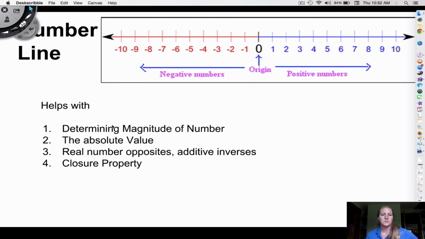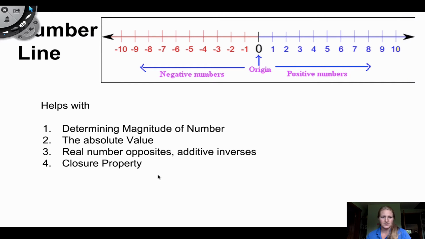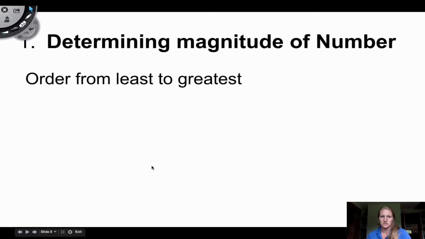It'll help us with determining the magnitude of a number, so just how big is the number in comparison to other numbers, looking at the absolute value, looking at real number opposites using the additive inverse property, and then the closure property as well. Let's go through a quick example of determining magnitude.